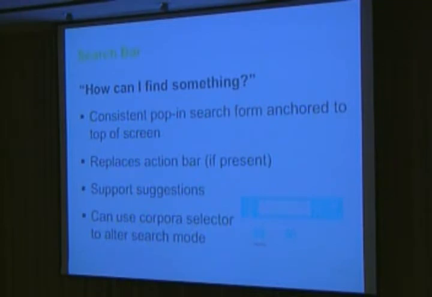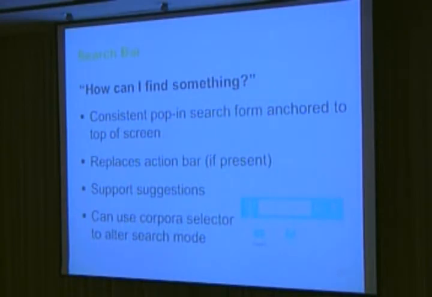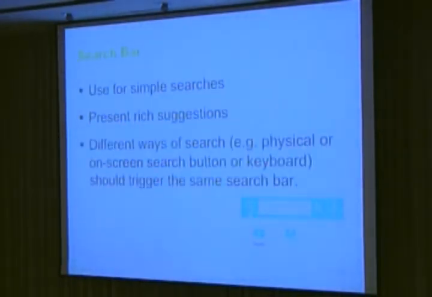If you have a lot of different types of data you can search for, you can consider using the corpora selector, showing different types of things for the user to search under. So, some recommendations. Use the search bar for simple searches. Don't try to use the search bar with a lot of advanced filters, and present some rich suggestions.